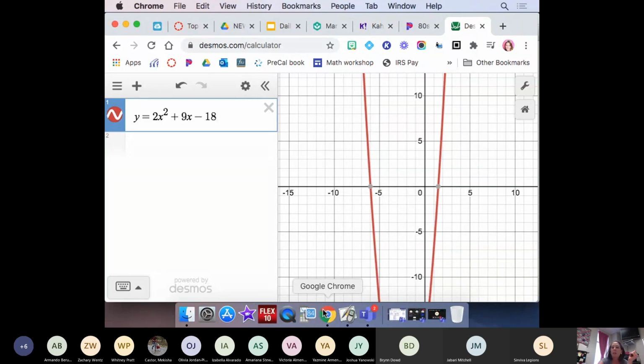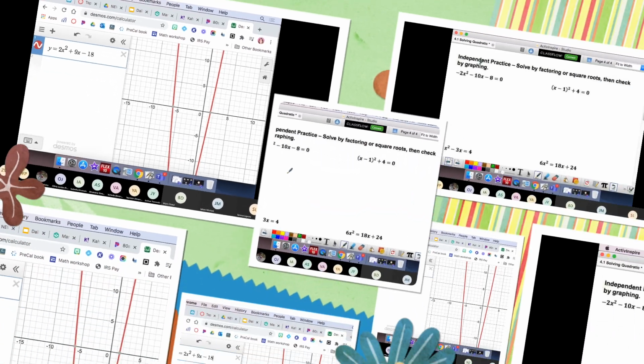What I am going to be looking for, however, is your work as well. So I do not want you guys just to go to the graph and try to find the x-intercepts and enter those as your solutions, because that's not showing the work on how we solved them by factoring or by square roots. Okay, so graphing should only be to check, not to solve.